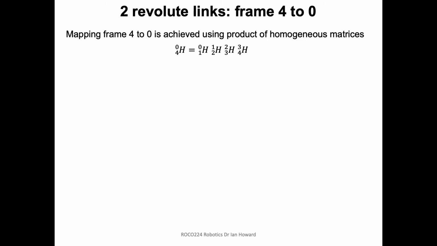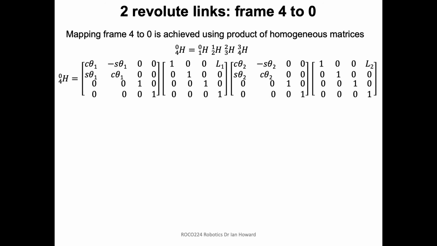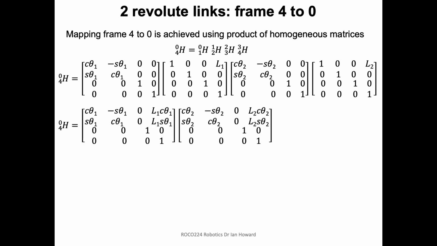And now if we want to know how to get from the endpoint to the base, 4 to 0, we have to go from 4 to 3, 3 to 2, 2 to 1, 1 to 0. And because it's homogeneous transformation matrix format, we can just multiply them together and we'll get the result. Okay, so you can multiply those together.